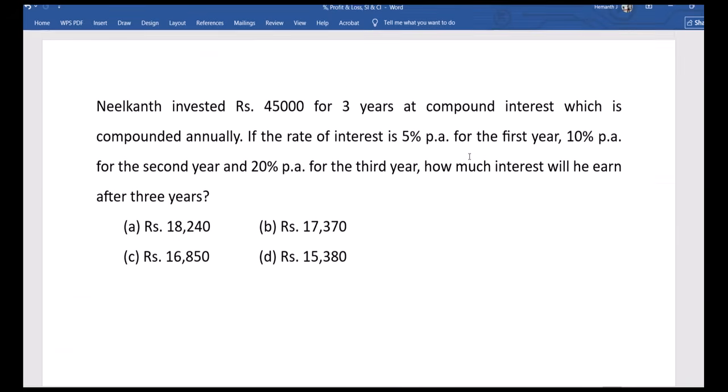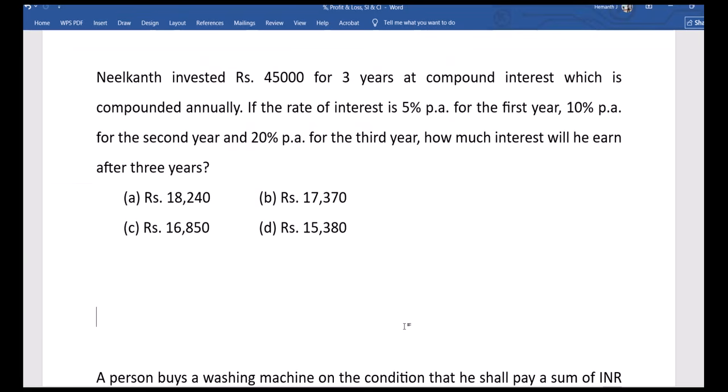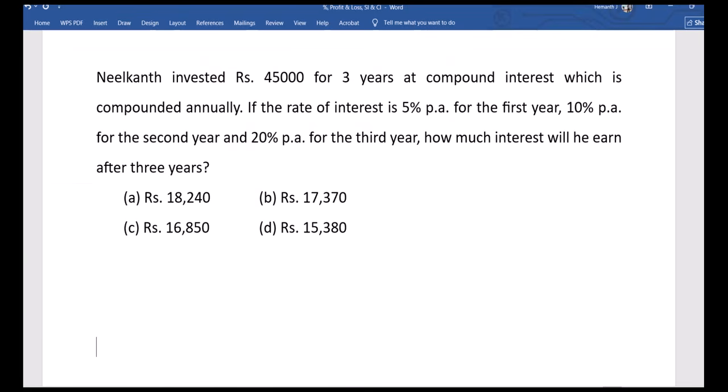So let's see the next one here. Compound interest. You have invested 45,000 for 3 years. First year rate of interest is 5%. Second year rate of interest is 10%. Third year rate of interest is 20%. How much interest will be received? They are asking for the interest.